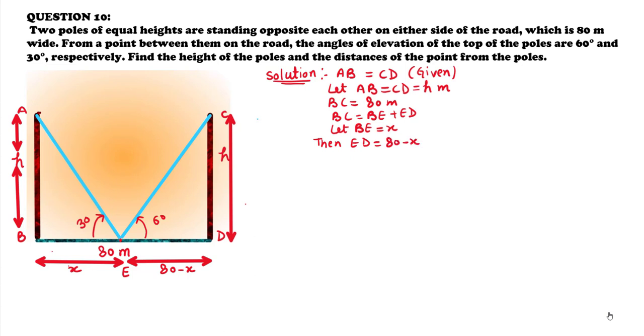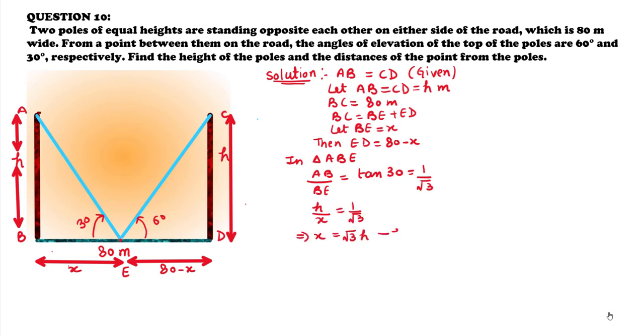As total length is 80. So x is already taken by BE. So what is left for ED? It is 80 minus x. AB upon BE is equal to tangent 30, that is equal to 1 by root 3. So that implies h upon x is equal to 1 upon root 3. That implies x is equal to root 3 into h. This is equation 1.